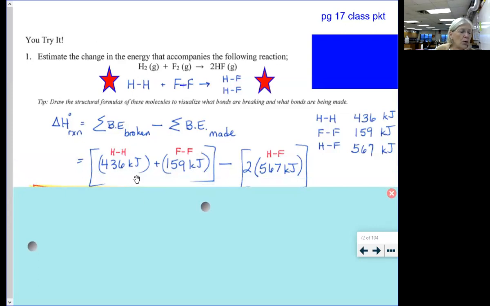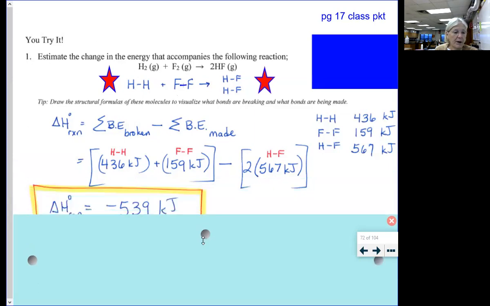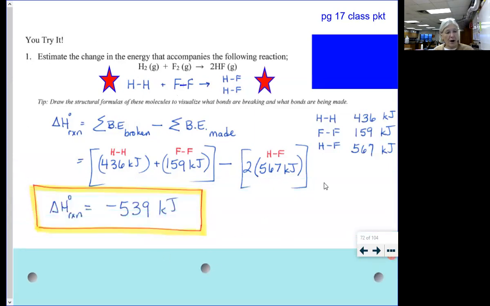You've got 1 mole of H to H bonds being broken as a reactant, 1 mole of F to F bonds being broken, and 2 moles of H to F bonds being made. If you do the math, the enthalpy would be -539 kilojoules.